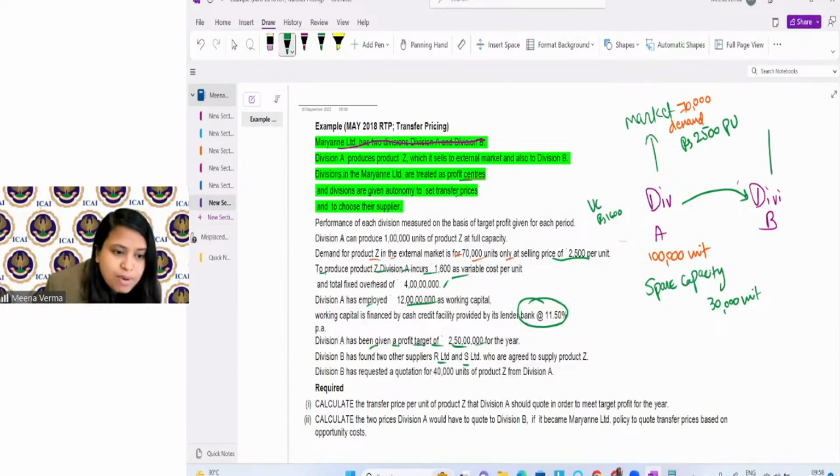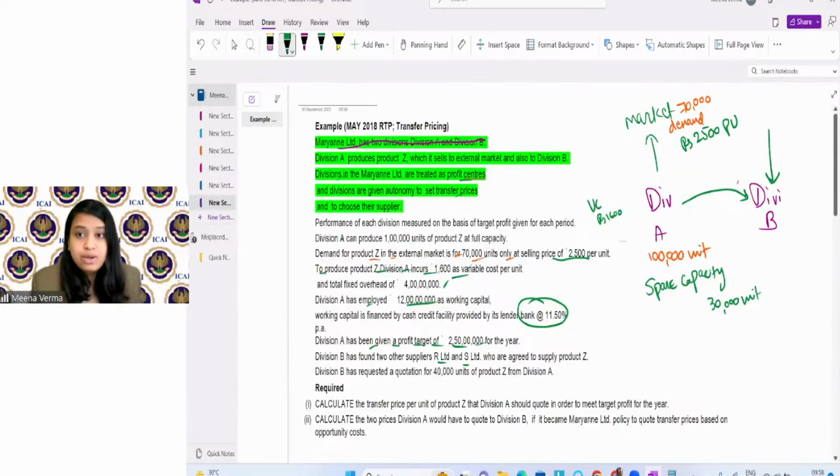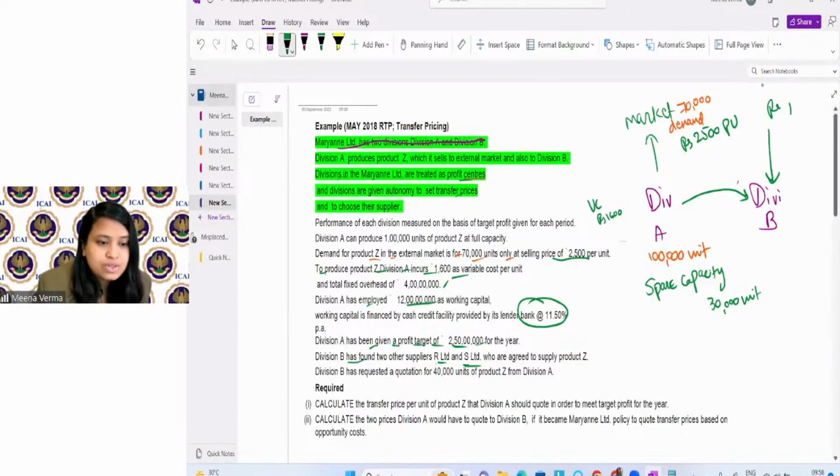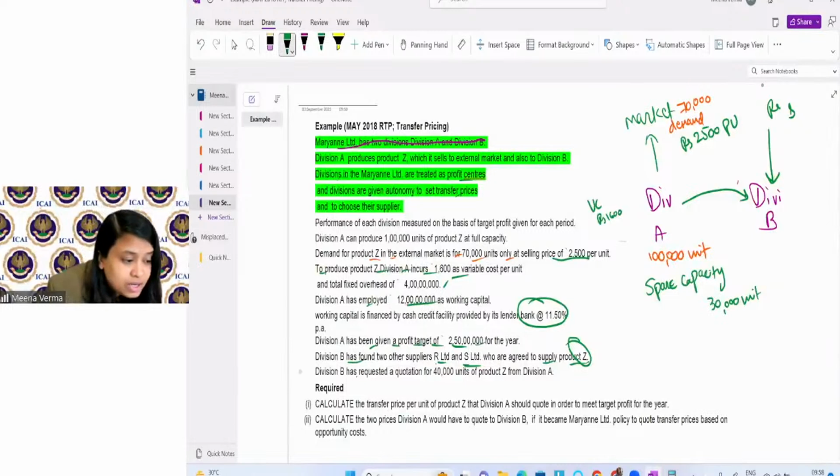Now see, Division B also has an option here. If Division A charges a very high price, what will happen? Division B will go to some other supplier. So Division B has the option to go to supplier R or supplier S, two different suppliers outside the market who agree to supply Z from outside. Division B requested Division A to quote the selling price for 40,000 units. I can see something here.